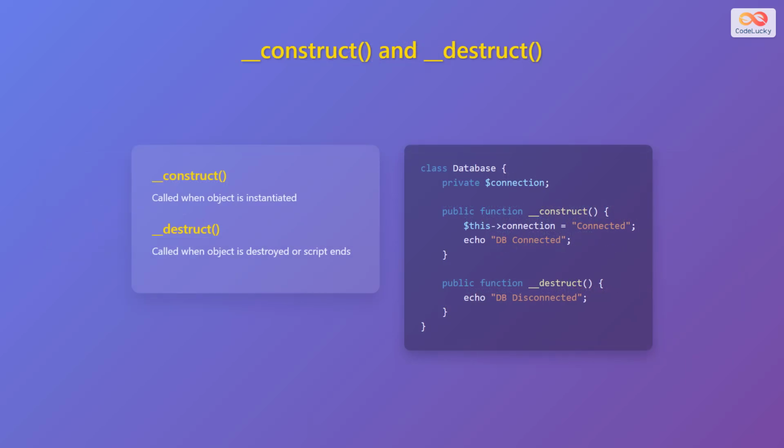The construct method is called when an object is instantiated. The destruct method is called when an object is destroyed or when the script ends. For example, let's consider a database class. The construct method might establish a database connection, while the destruct method might close the connection when the object is no longer needed.